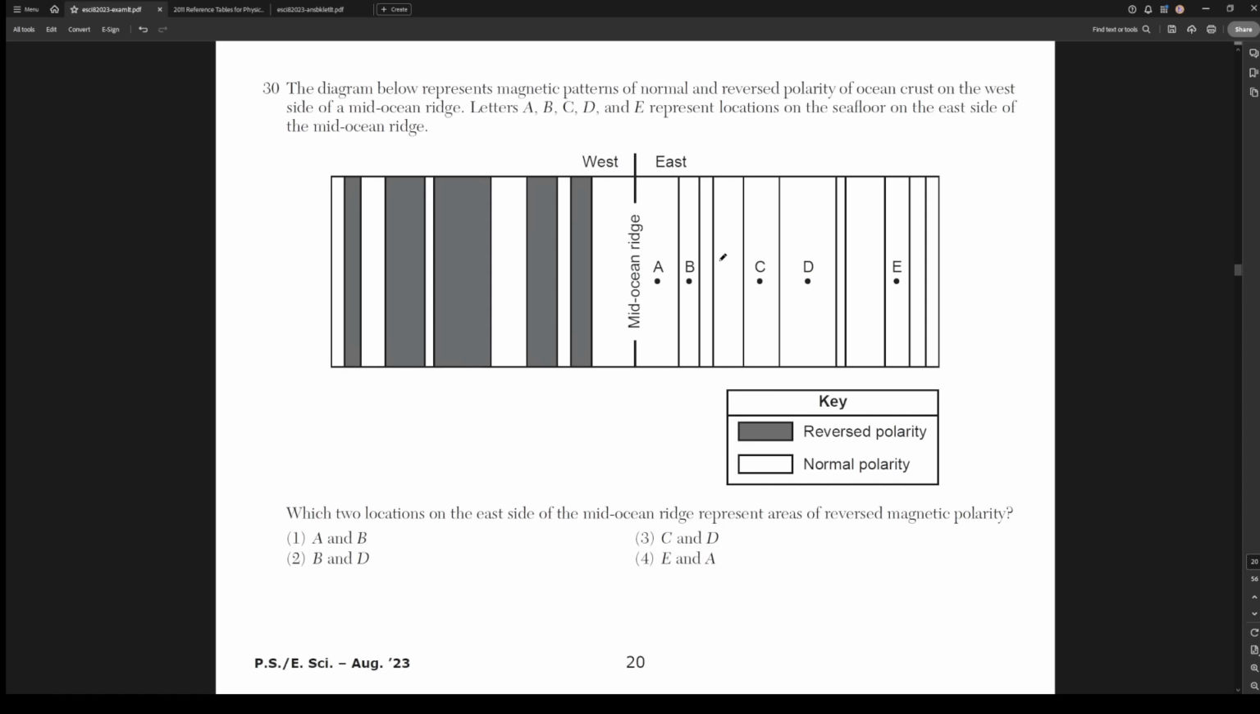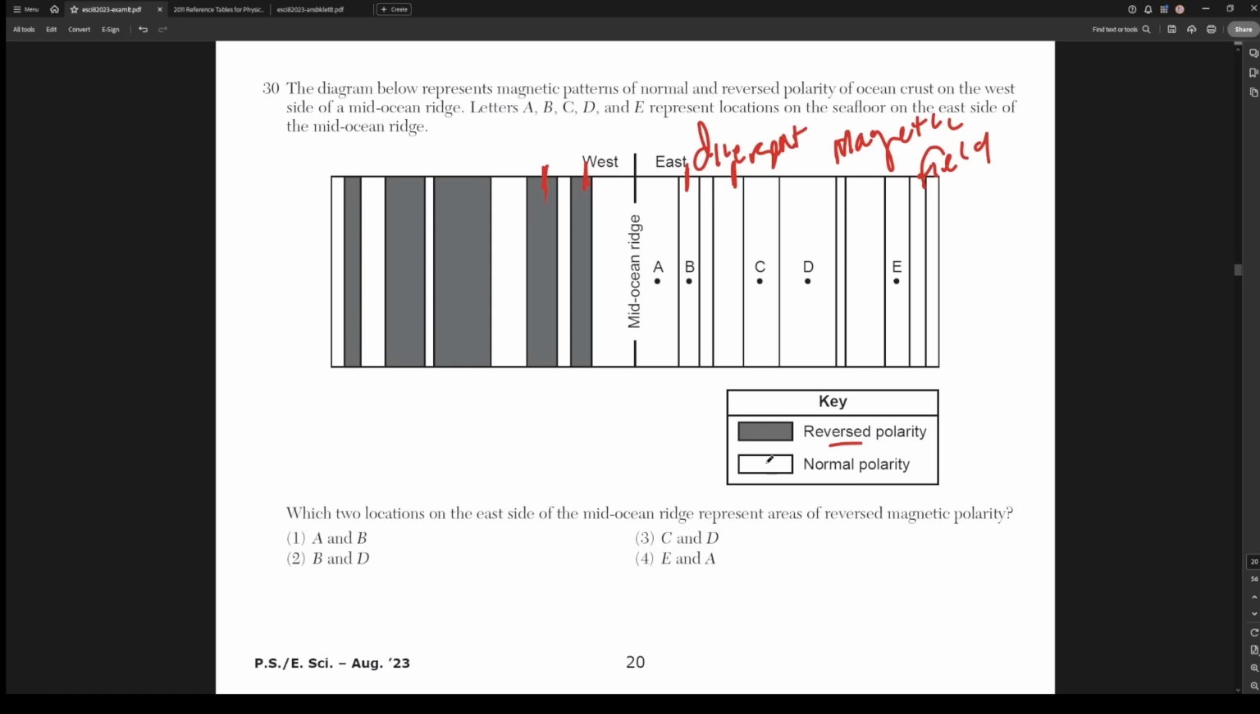All right, we got a mid-ocean ridge. Automatically, this is a divergent plate boundary. These are magnetic field lines, and the magnetic field lines correspond to be the same. Like that one's that one, this one's this one, and so on. Which 2 locations on each side represent areas of reverse magnetic polarity?